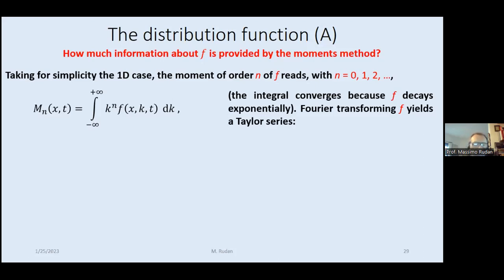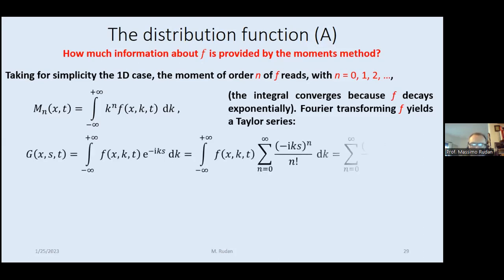If we analyze the situation in one dimension, we can define the moment of order n of the distribution function as the integral of the distribution function times the nth power of k. This integral converges because f decays exponentially. Now, there is a beautiful theorem that shows that if you take the Fourier transform of the distribution function, you can express it as a series in which the coefficients are the moments of the distribution function itself.